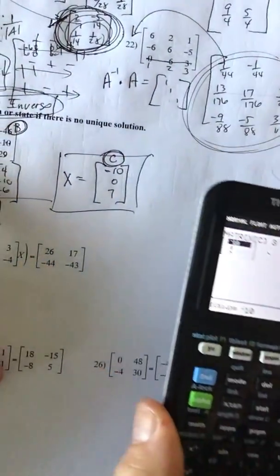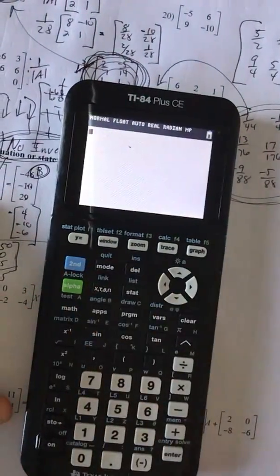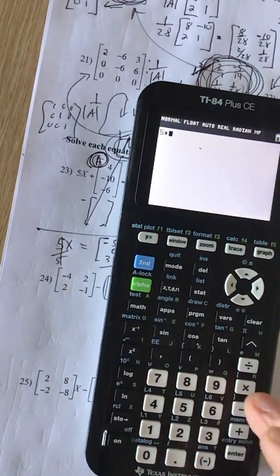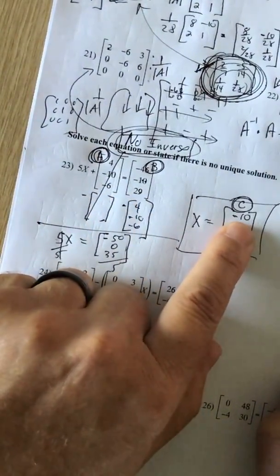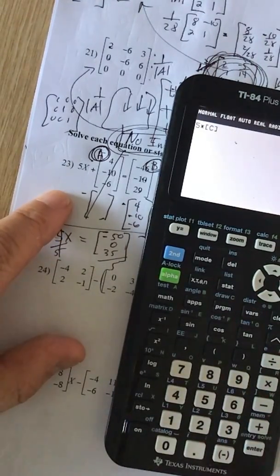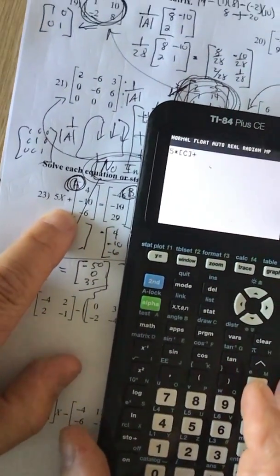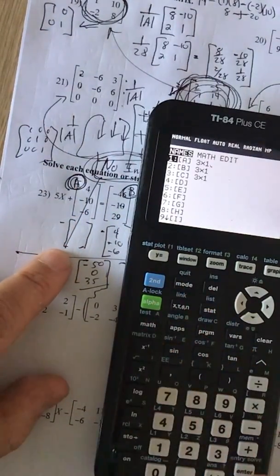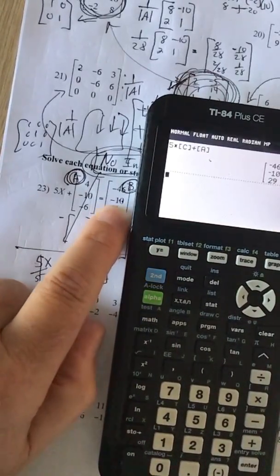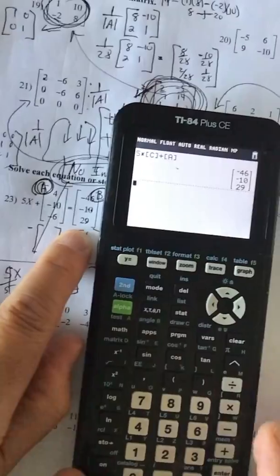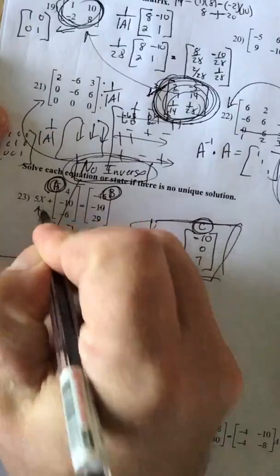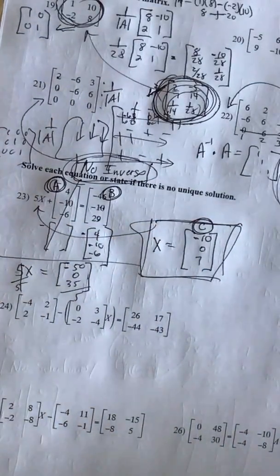Okay, this was our answer. I'm just going to show us what we've got, what is happening here. This problem says 5 times some matrix. So 5 times, now we solved it. That matrix is right here. We stored it in C. So if I say 5 times matrix C plus matrix A, the calculator should give me this B answer right here. Negative 46, negative 10, and 29. That's what we were doing. We were trying to find a matrix that if we plug it in right there, makes it true.